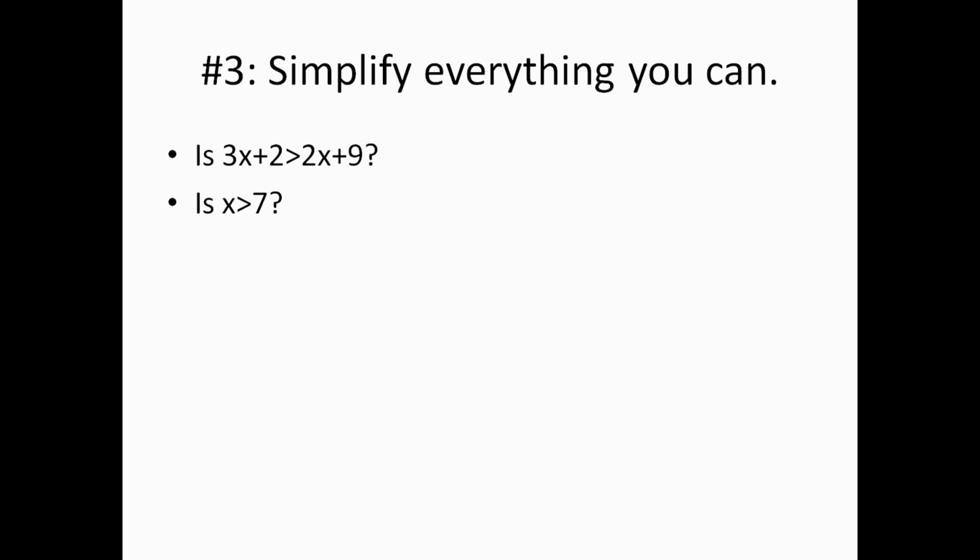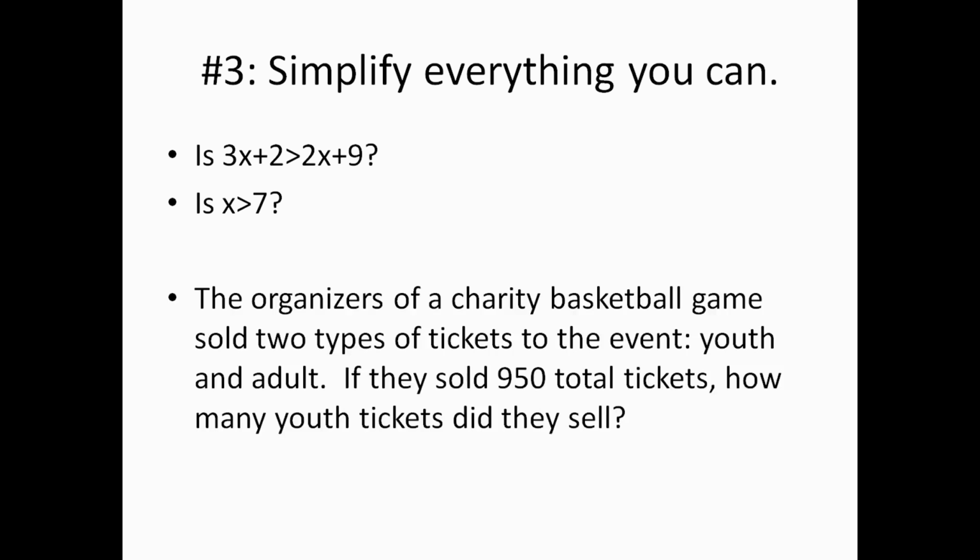Okay? The other example where it might come up is a word problem. In this word problem, the organizers of a charity basketball game sold 2 types of tickets to the event, youth and adult. If they sold 950 total tickets, how many youth tickets did they sell? So we've got a whole paragraph of information here, and you want to distill it into a simple equation where you can see what it's saying at a glance.